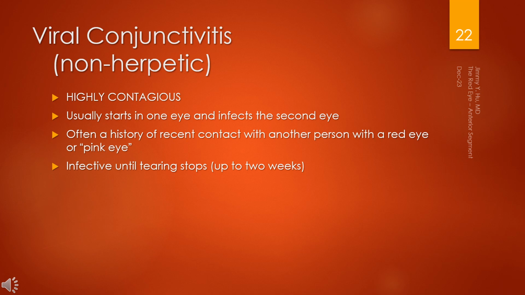Let's look at what you'll see a lot of over the course of your career. Viral conjunctivitis, at least the non-herpetic variety. This is highly contagious. This is the pink eye that we normally think of when people say they have pink eye. It usually starts in one eye and infects the other eye. There's often a history of recent contact with somebody else who's got pink eye. It will often itch. A person might feel a little uncomfortable. This is going to cause that follicular conjunctival reaction that we mentioned earlier. It's infective until tearing stops, and it's a reason to pull your kid out of school.